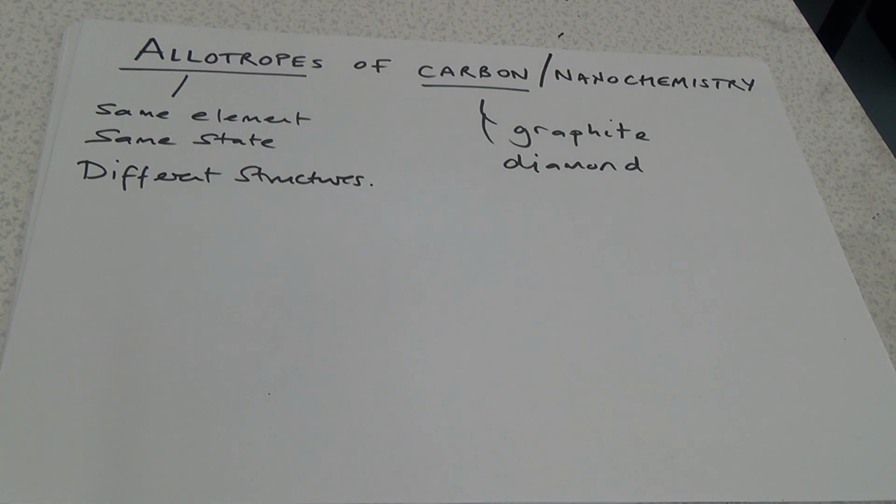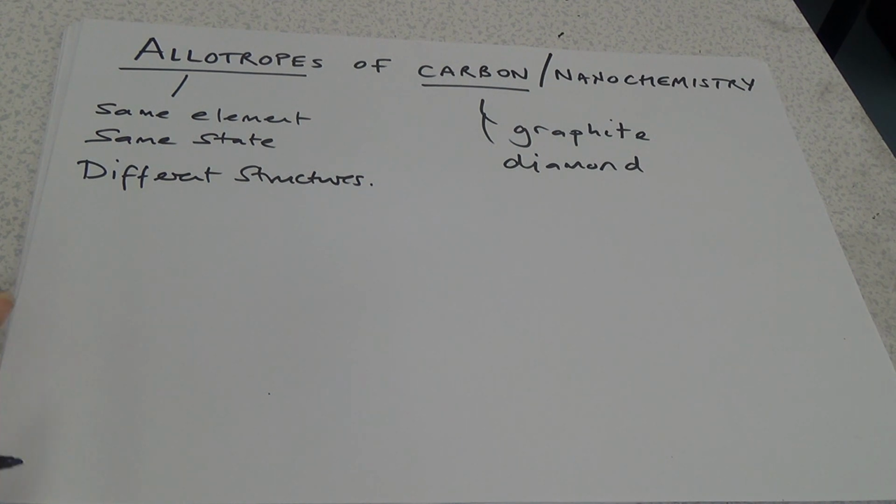Right, the next section on the C3 mind map is allotropes, carbon and nanotechnology. We'll start with allotropes of carbon, which are related to examples like graphite and diamond. So we'll have a look at those in particular. But first we have to understand what an allotrope actually is.